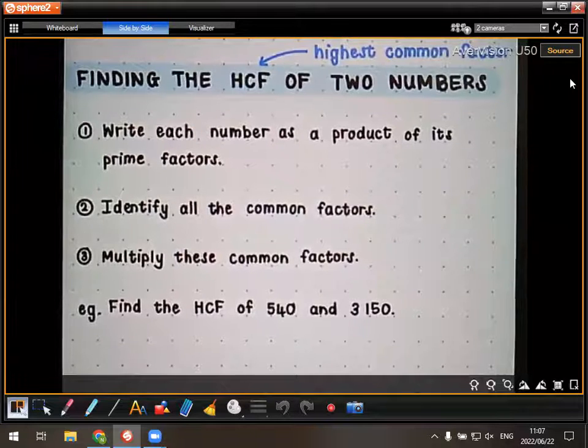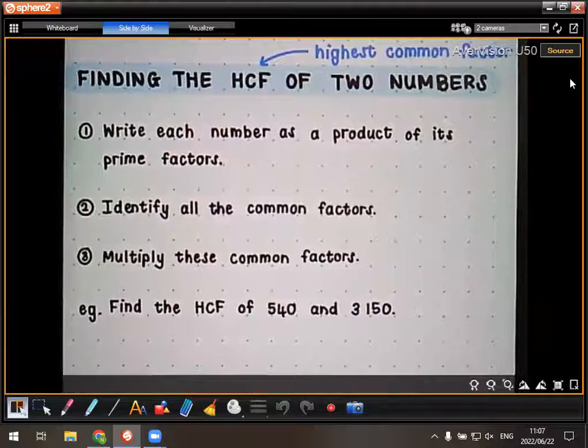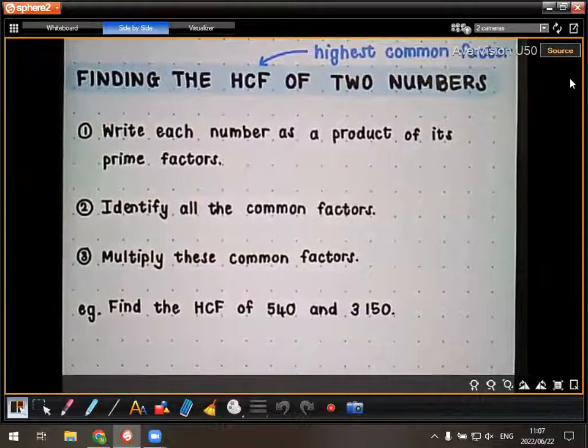Waiting for everyone to finish up. If you are ready, you can write your 540 and your 3150 and draw a line so long. We're going to do factor ladders for both of those numbers now. And guys, obviously you don't know how long the line is going to be at the start. It's fine if your line is too long, it's okay. And if it's too short, you can always just extend it if you need to. Usually the bigger the number, the longer the line.